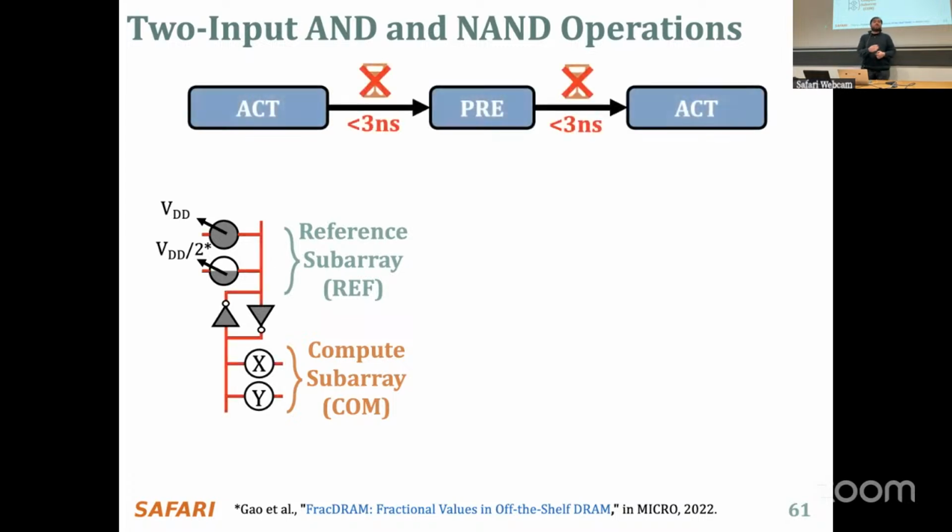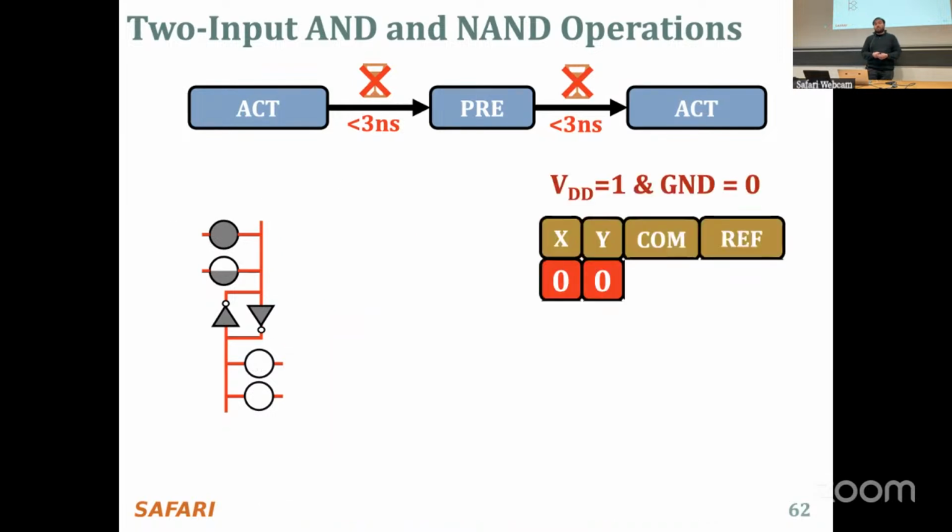Now assume that when we issue an ACT-PRE-ACT sequence very quickly, we activate these 4 cells simultaneously. What happens on those bit lines is that they become the average of the activated cells, right? So for this example, the reference bit line becomes the average of VDD and VDD over 2, and the compute bit line becomes the average of X and Y. Now let's see how we construct a truth table from sweeping the input values for X and Y.